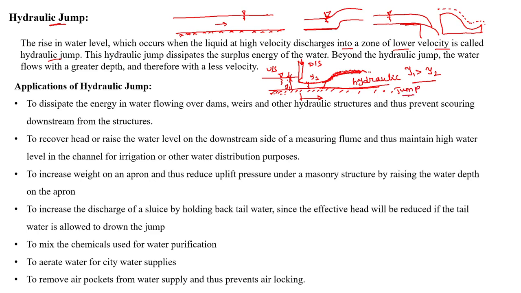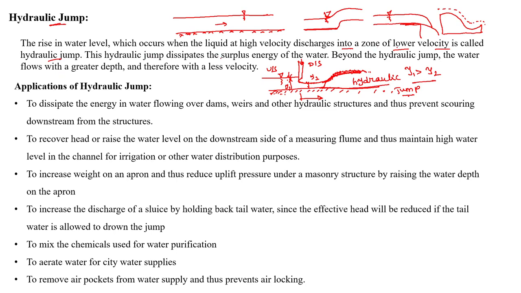Why are we doing this in a hydraulic jump? We are artificially increasing the depth of water level in the channel. We create a high velocity zone, and this high velocity zone will lose its energy as it flows towards the downstream. After a certain distance, it loses its energy and forms a jump. So a rise in the water level which occurs when the liquid at a higher velocity discharges into a zone of lower velocity is called a hydraulic jump.